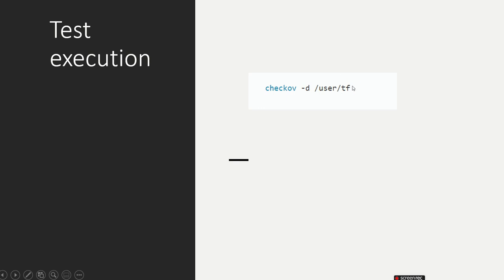Actually, in this, tf is a directory which contains Terraform files. But if you want to run a single file, you can use checkov -f, and you can simply give the path of that particular Terraform file. If you want to execute an entire directory, then you can use this particular command, checkov -d, and then you have to give the path to your directory containing all the Terraform files. Okay, next we can move to our demonstration.